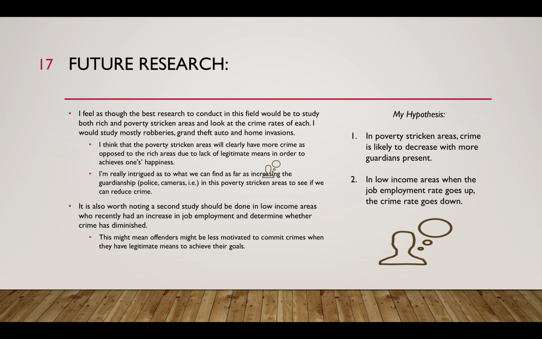It is also worth noting a second study should be done in low-income areas that recently had an increase in job employment to determine whether crime has diminished. Therefore, we're able to see the link between higher employment rate and how it affects crime levels. My hypothesis for these is that in poverty-stricken areas, crime is likely to decrease with more guardians present. In low-income areas, when the job employment rate goes up, the crime rate goes down.